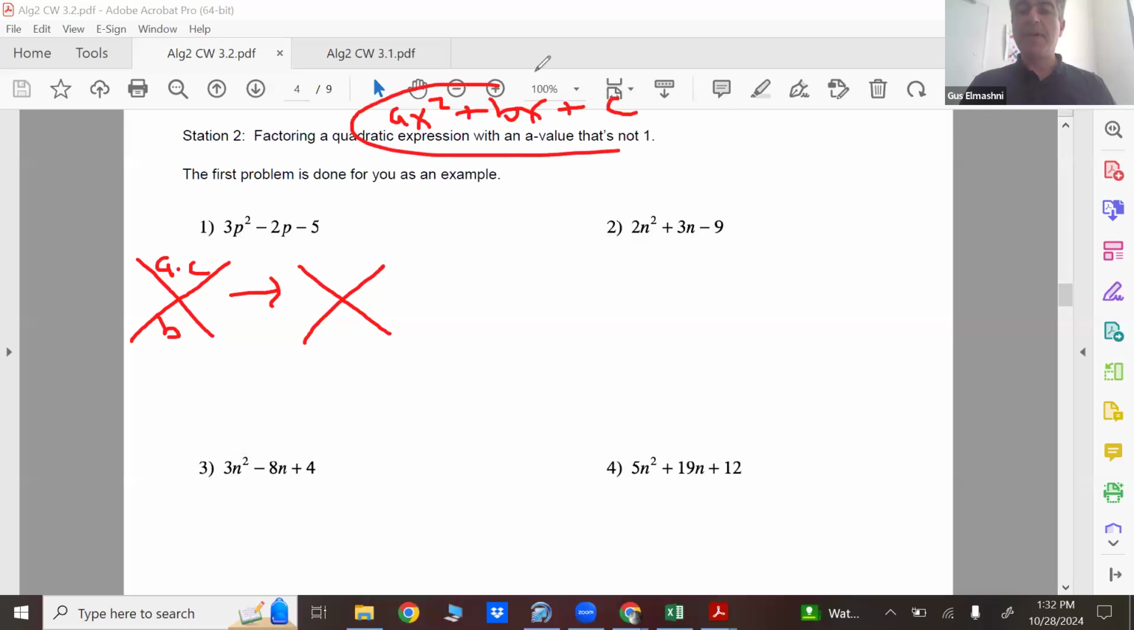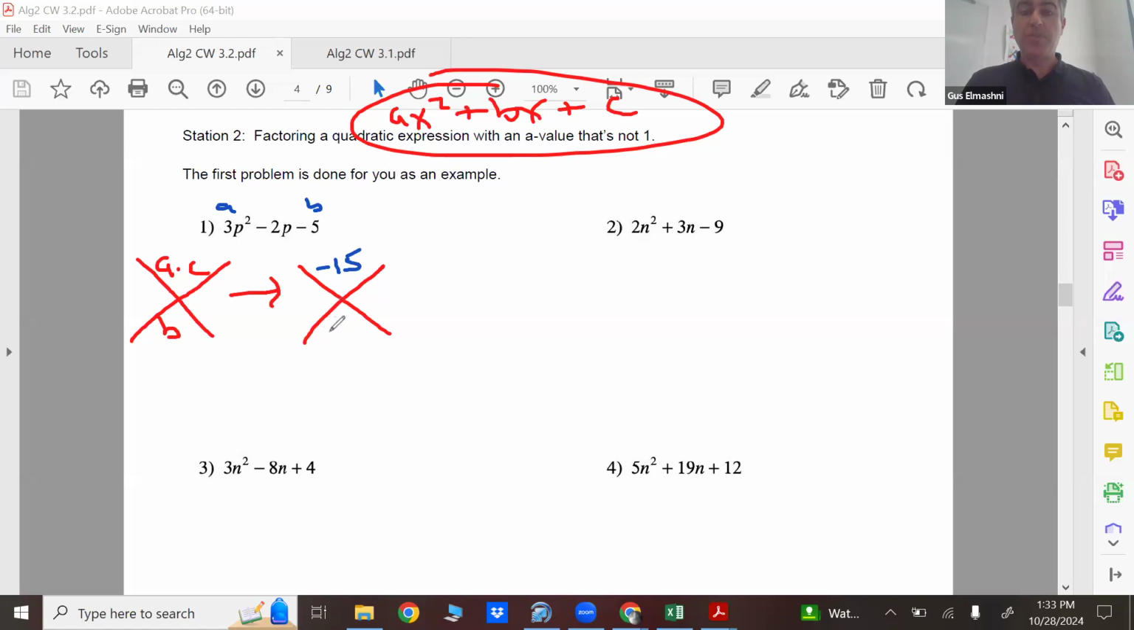Okay. So generally speaking, a quadratic function is set up this way. A is the coefficient of x squared, B is the coefficient of x, and C is the constant. Or if you're using P or N or whatever, fine. But A, B, and C don't change. A, B, and C are the coefficients. So you first do A times C. What's A times C for number one? -15. Yeah, I'll just put -15p squared. You can put the p squared if you want. I don't care.